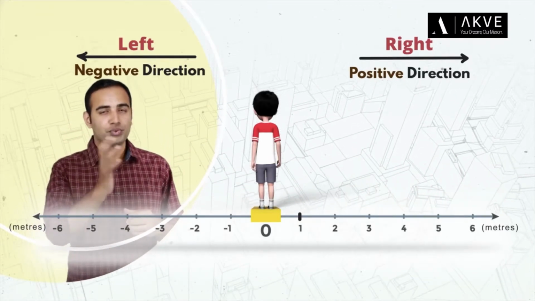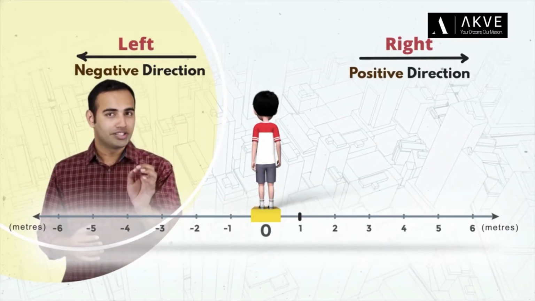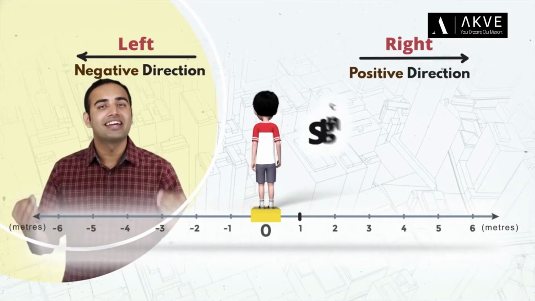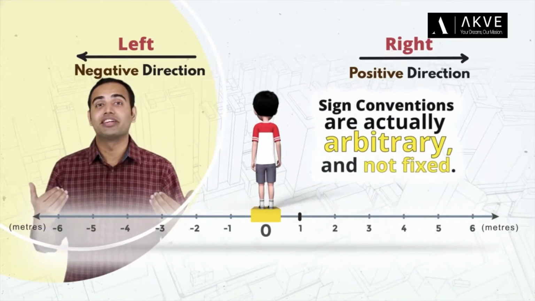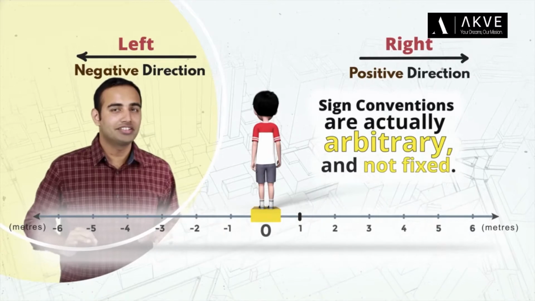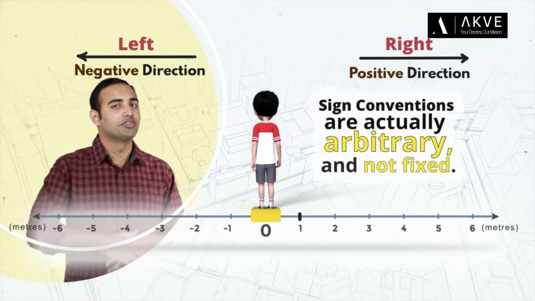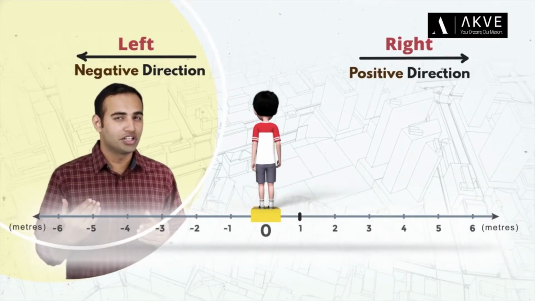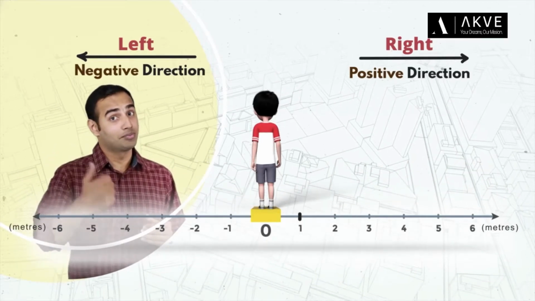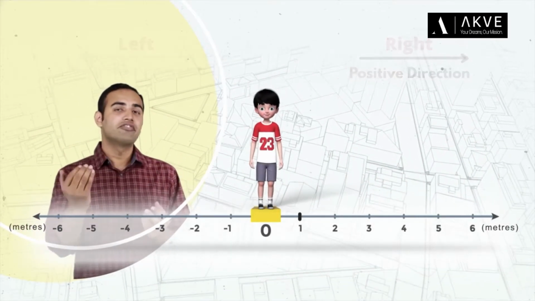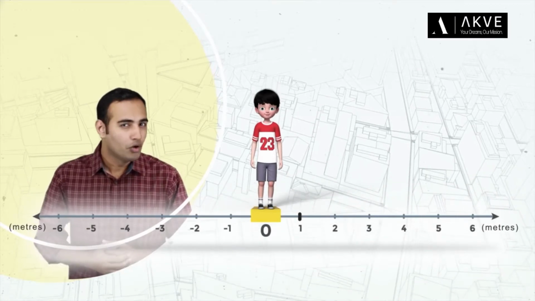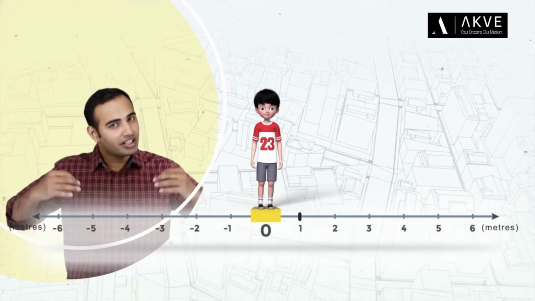Now let's bring a little twist in the story. And the twist will help us understand that sign conventions are actually arbitrary and not fixed. Sign conventions completely depend on the observer. So let's say that our observer, who was standing away from the camera previously, turns around and faces towards the camera now. What kind of sign convention you think he will assign now?